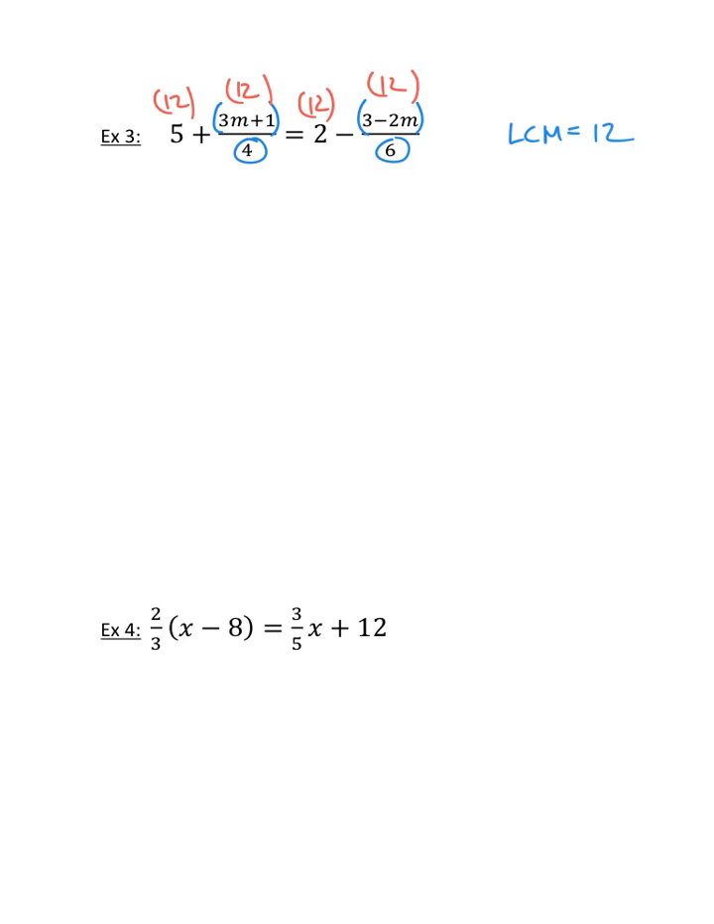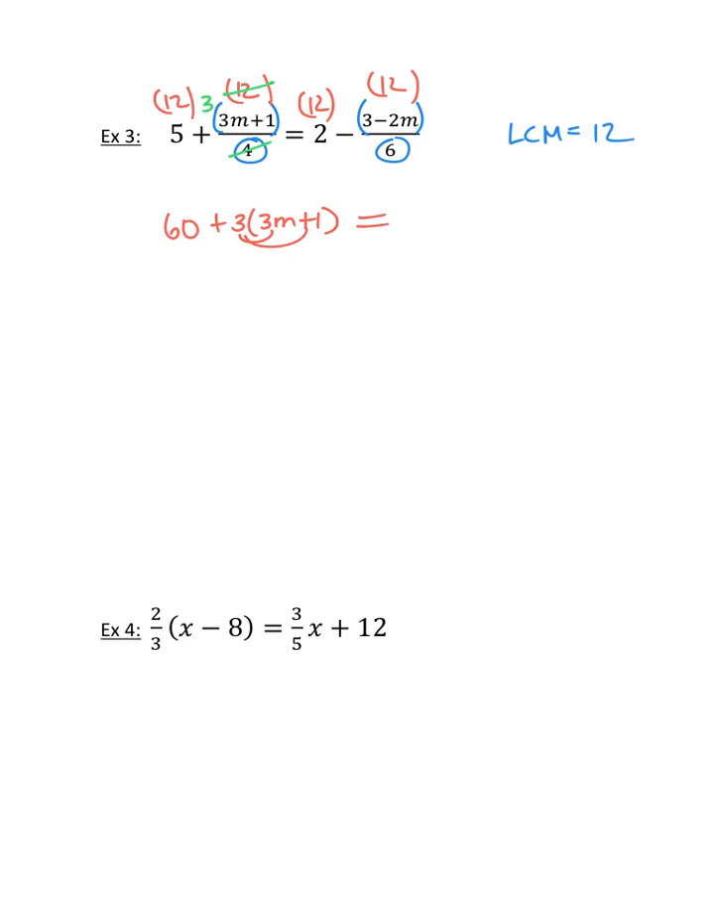So in the first term, 5 times 12, I get 60. In the second term, I'm going to cross cancel. The 12 on top divides with the 4. 12 divided by 4 equals 3. That 3 is going to multiply on the outside of the parentheses. So I'm going to write it. I'm not going to multiply in my head. I'm going to write 3 parentheses 3m plus 1 so that I don't make any mistakes, because later on I'm going to have to distribute into the parentheses.